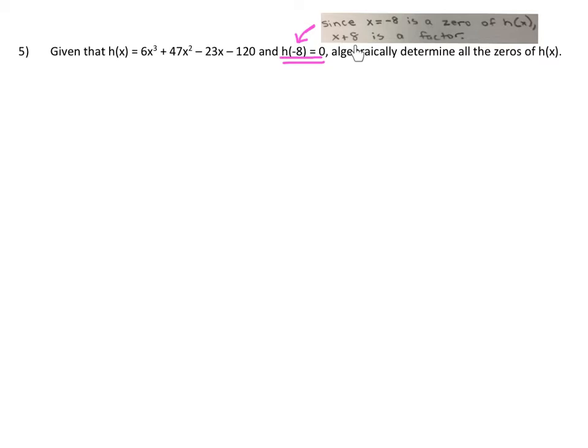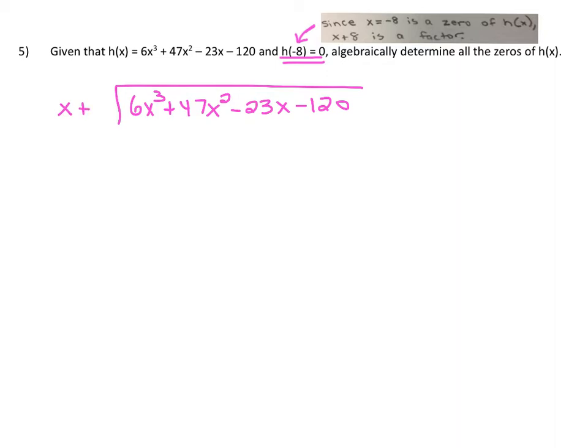Now let's think about this. If x plus 8 is a factor, doesn't that mean that it has to divide evenly into this expression? All right, so let's do long division. Let's take the expression and divide it by its factor of x plus 8. So let's do the long division process.